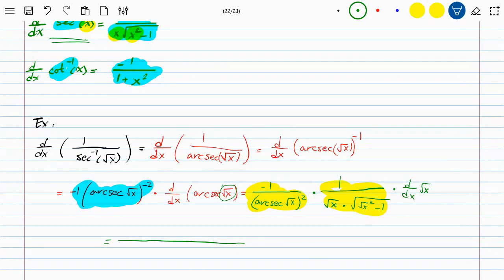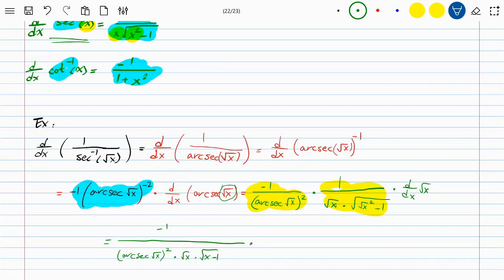I'm going to write them as one fraction as well. -1 divided by arc secant square root of x to the power 2. Multiply by square root of x. Multiply by square root of x squared is simply x. So square root of x minus 1.